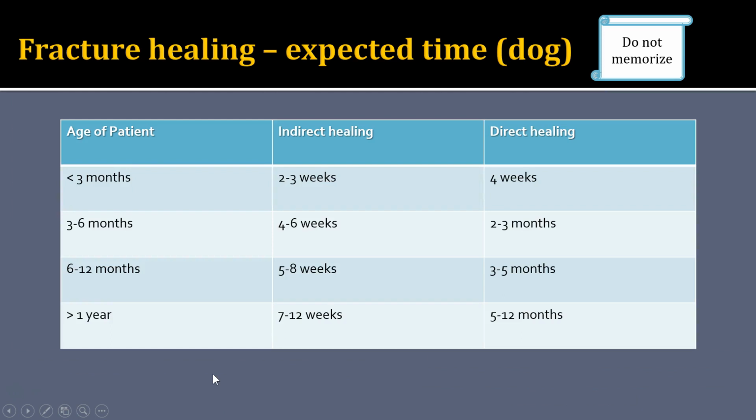This slide gives us a table with some expected times of healing in the dog, based upon the age of the patient and whether we have indirect healing or direct healing. I don't want you to memorize it, but what I want you to notice is that we may see radiographic healing for indirect healing with callus formation more quickly than we do with direct healing. And also notice that the younger the patient, the more quickly we'll get radiographic healing of our patient's fracture.